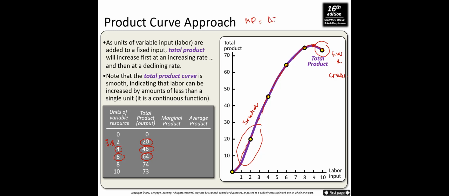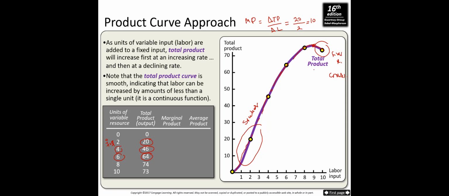Marginal product is the change in total product divided by the change in labor, okay? That delta sign means change. Change in total product from 0 to 20 units, divided by the change in variable resource, in this case labor, from 0 to 2. So marginal product is 10. So each worker produces an additional 10 units.